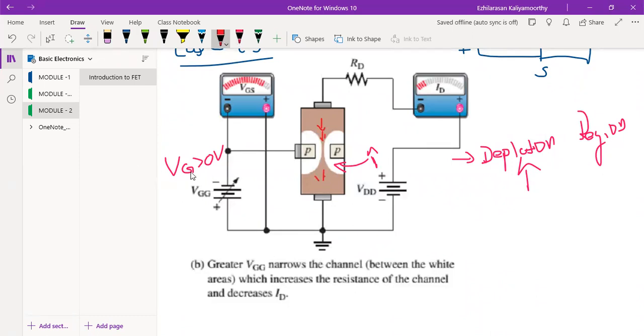Means from this condition I can say, if VG is greater than 0 volt, then what happens? Your ID will decrease, that is, the drain current will decrease. That is why here we connected the motor. So you may think this is fixed. I'm not varying it, just for example, we kept VDD as 5 volt.